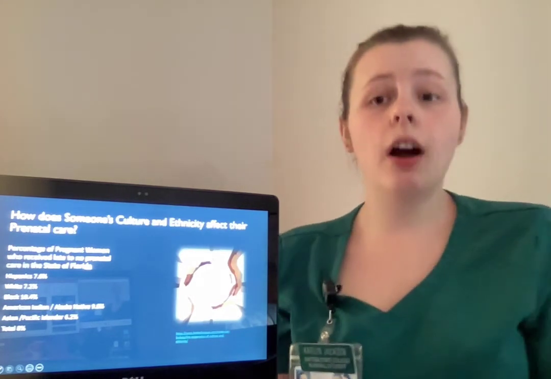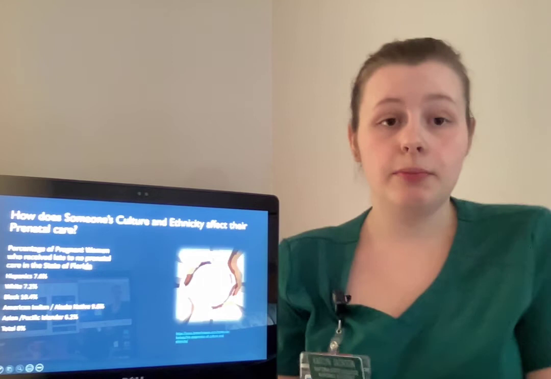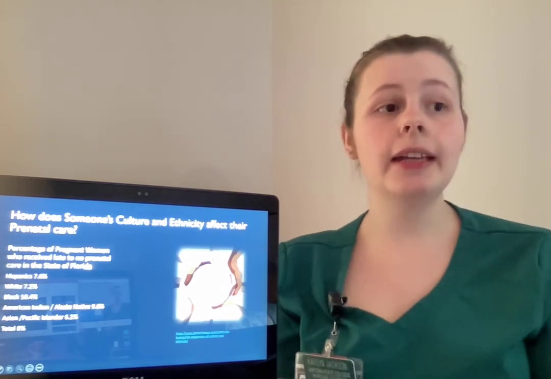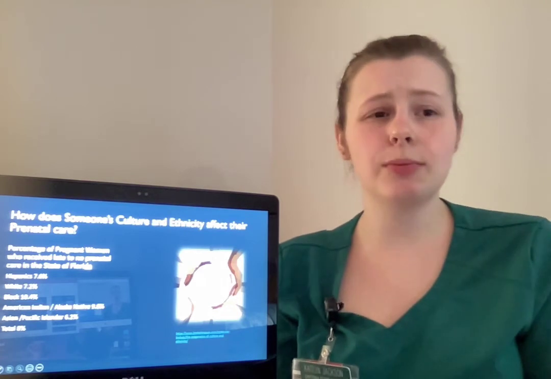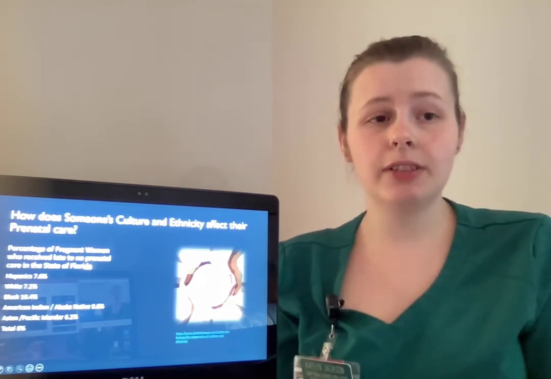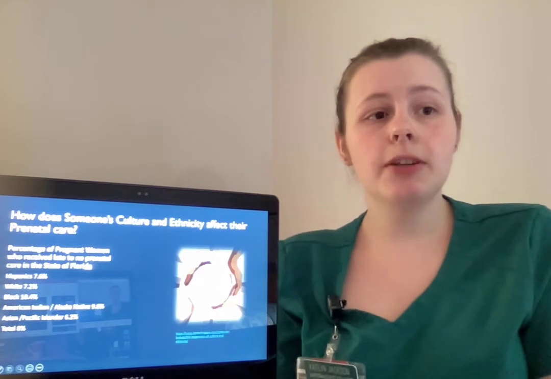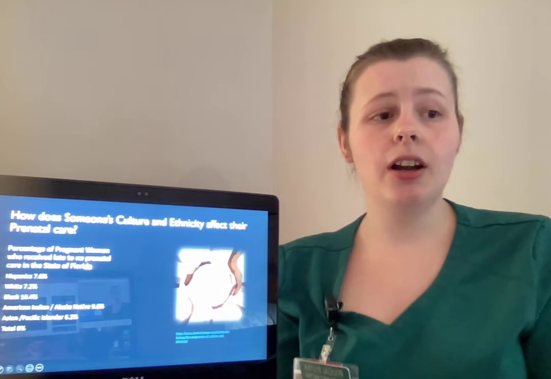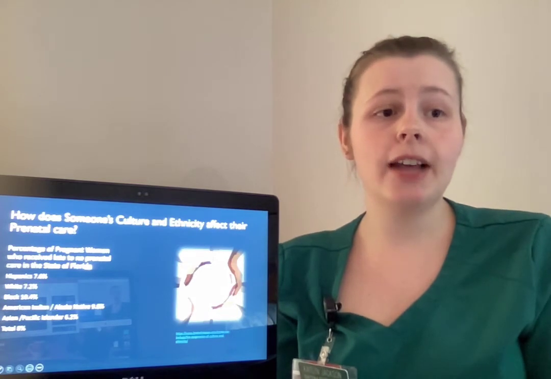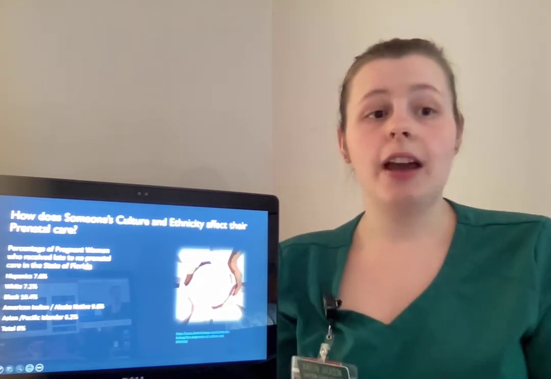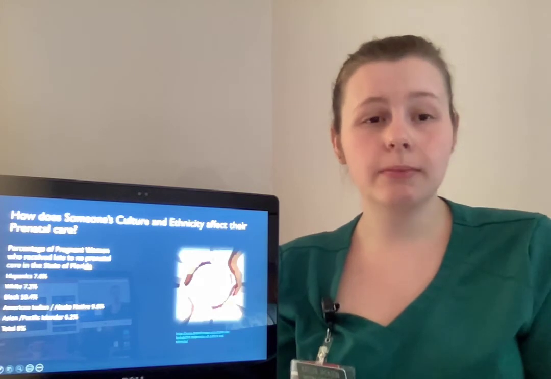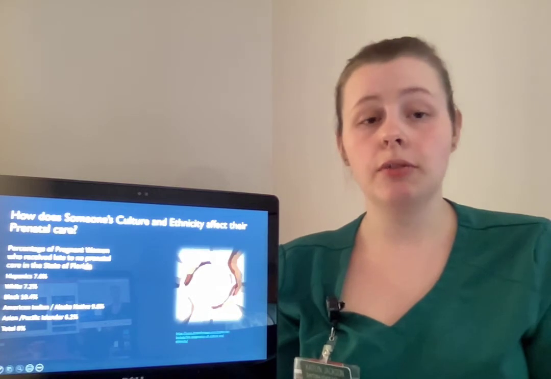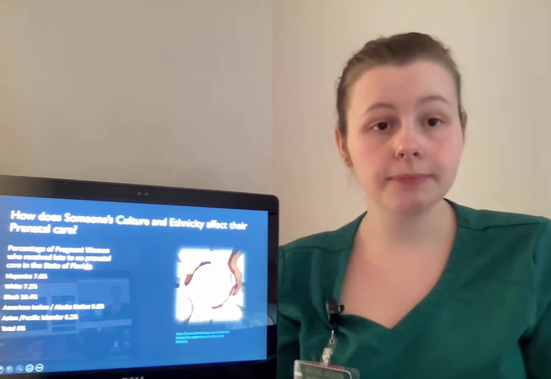Now, how does someone's culture and ethnicity affect their prenatal care? Well, according to the CDC, Black, American Indian, and Alaska Native women are 2 to 3 times more likely to die from pregnancy-related causes than white women. This may be due to a lack of education that those women are receiving. Another study from the Kaiser Family Foundation found that cardiovascular problems were much higher in Black women than they were in white women. This could be due to biological factors.